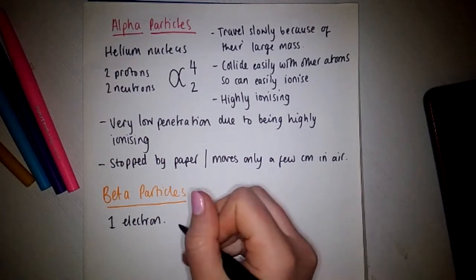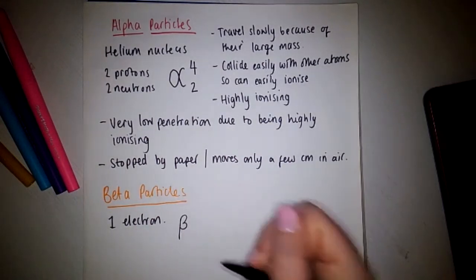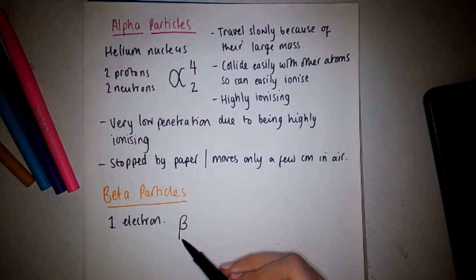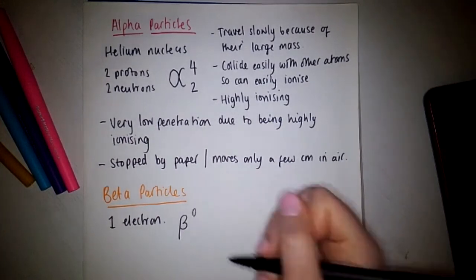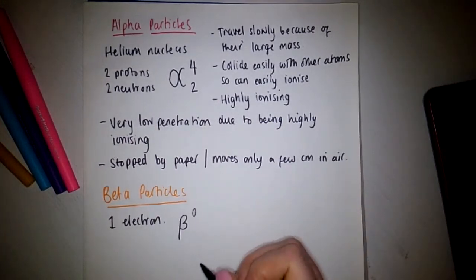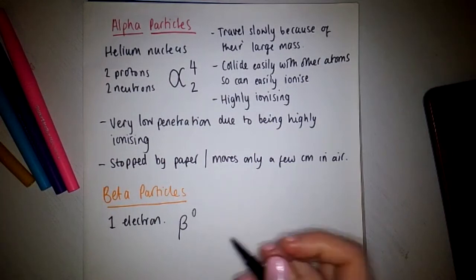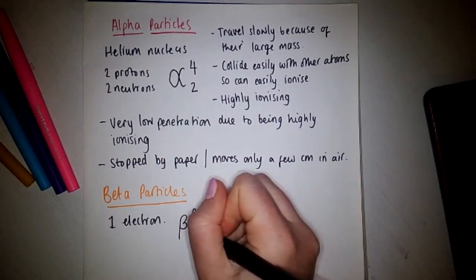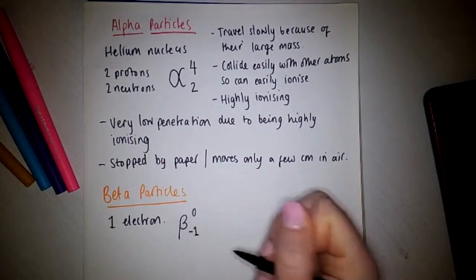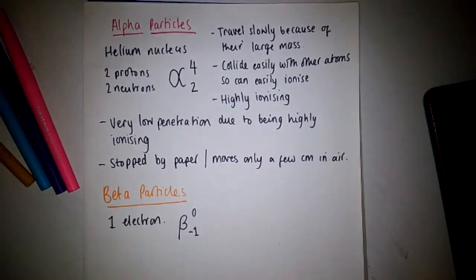A beta particle is represented as a beta symbol, which is like a B with like a nice long tail. It has zero mass, so we put 0, and it has a charge of -1. So we're going to put a nice little -1 there, just to remind you as well that anything with a charge of -1 is an electron.